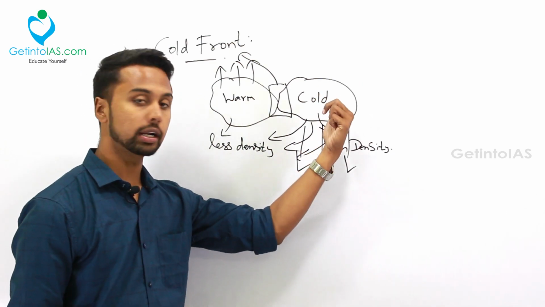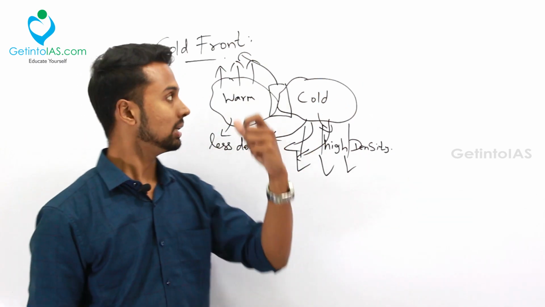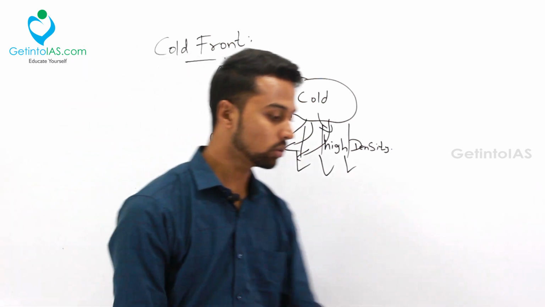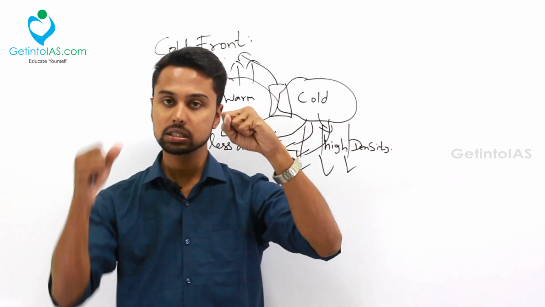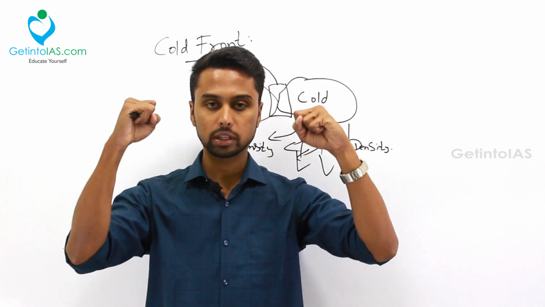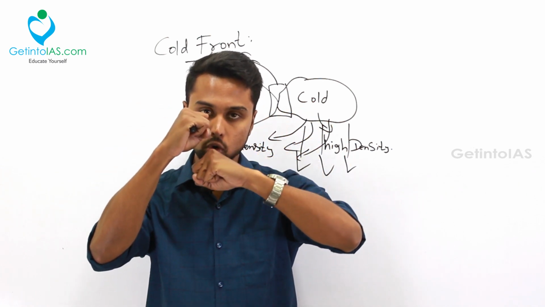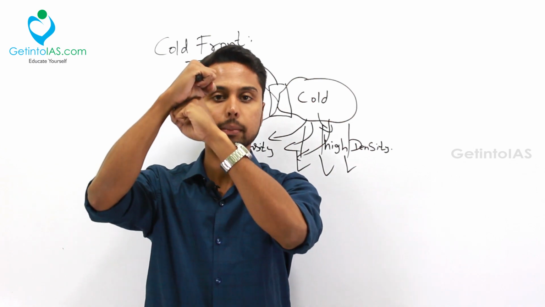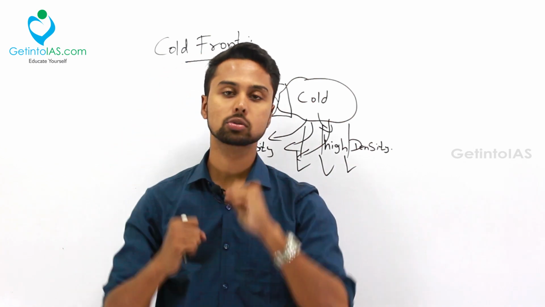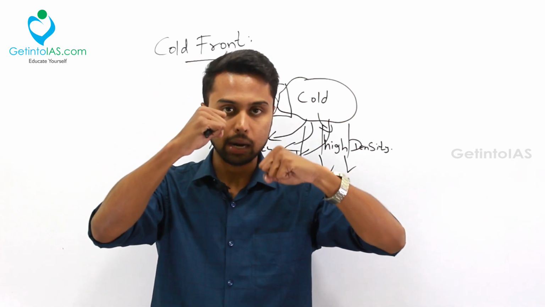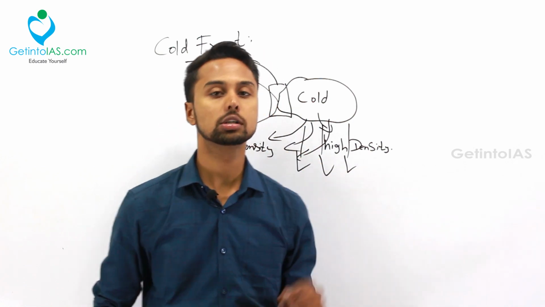When the cold front is giving the initial push, that is known as the cold front. Let us now take this: this is a warm air mass and this is a cold air mass. When the two meet each other, the cold air mass will go down and lift the warm air mass up. That is known as a cold front. Since the cold air mass is doing this push, it is known as a cold front.